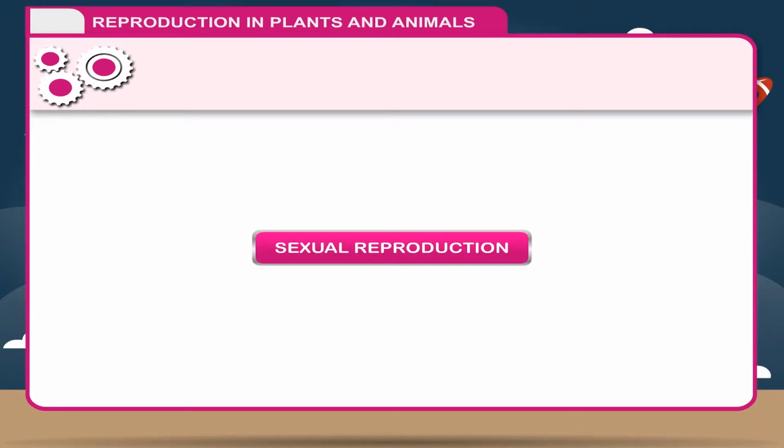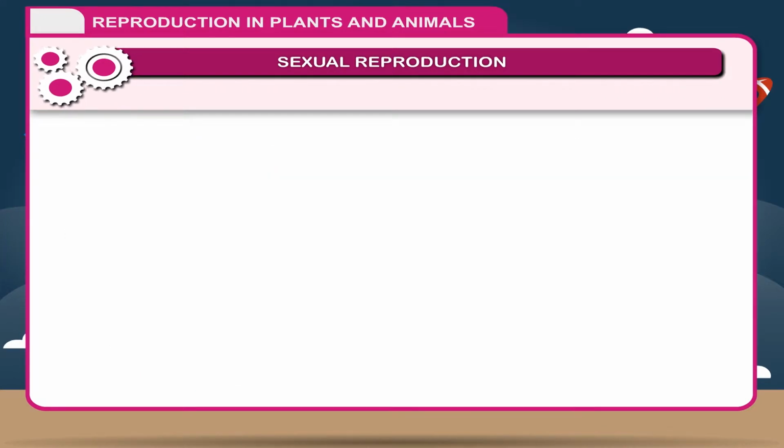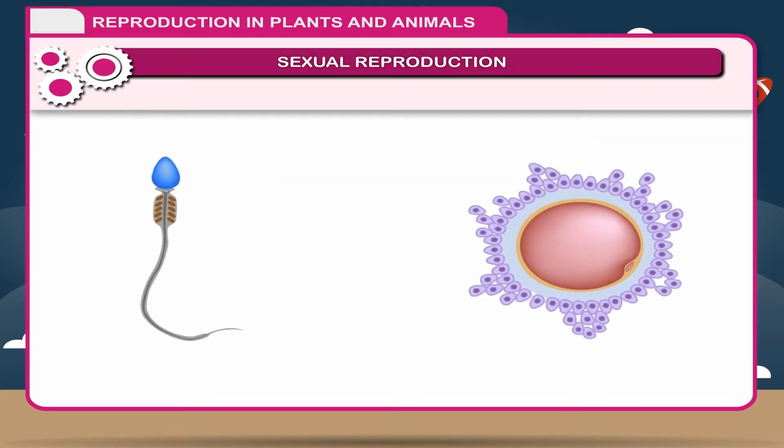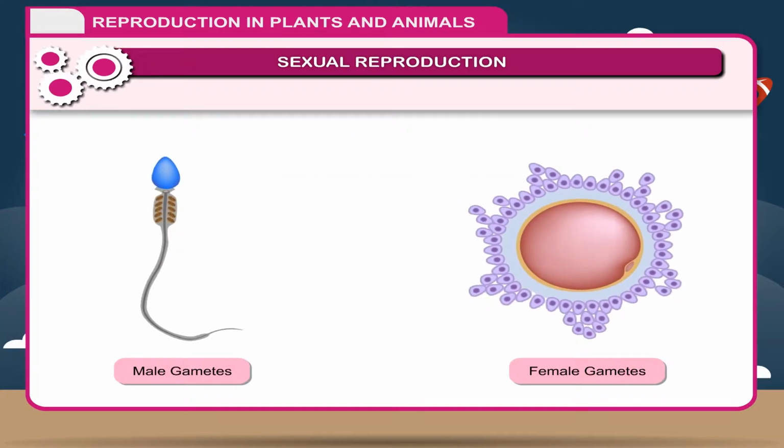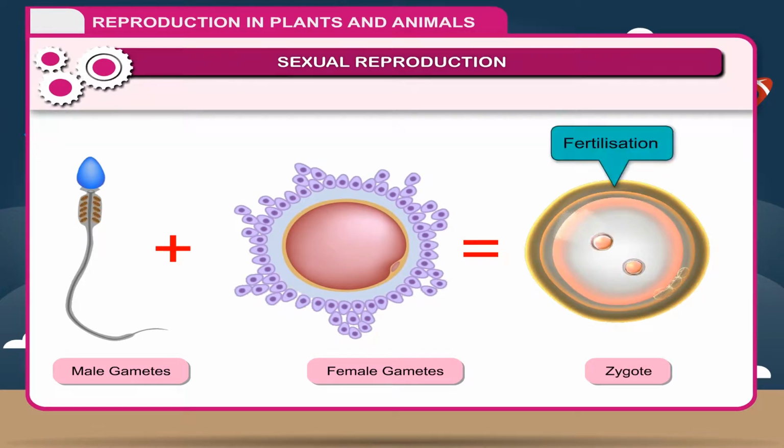Sexual reproduction. Sexual reproduction is common in plants and animals, which involves the union of male and female sex cells, gametes. These two male and female gametes are fused together, forming the zygote. The process of formation of zygote is called fertilization. This zygote ultimately develops into a new individual.